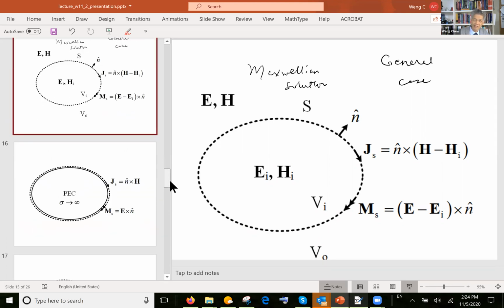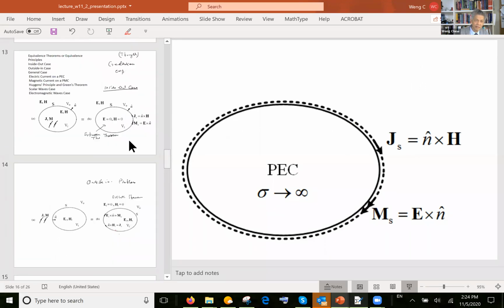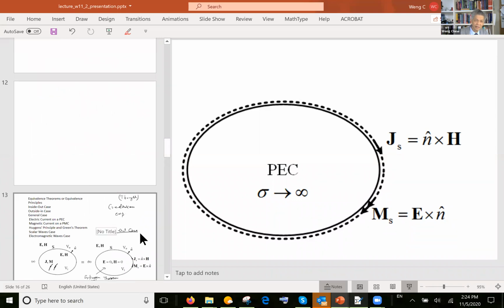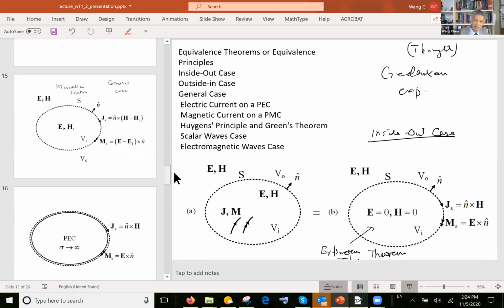If not, then we go to a case, do another Duncan experiment. You go back to this problem that we have initially, this inside out case. And in the inside out case, the inside is 0. There's no field inside.